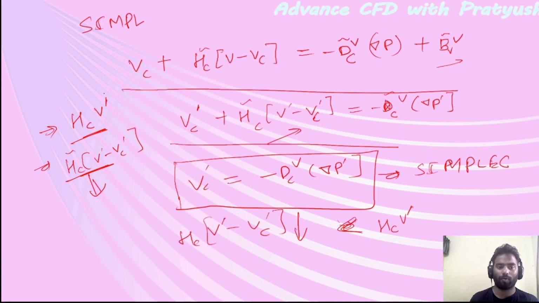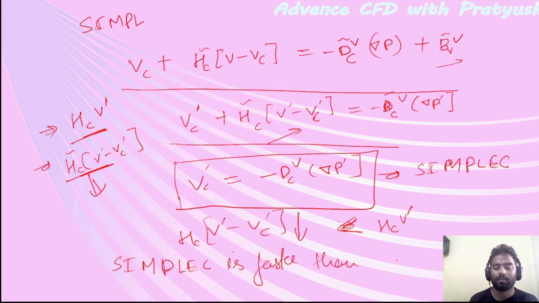It means that the term we were ignoring in the simple scheme is much greater than the term we are ignoring in the simplex scheme. That is the reason the convergence of the simplex scheme is going to be faster than the simple scheme, because we are ignoring a smaller quantity compared to the quantity we used to ignore in the simple scheme.